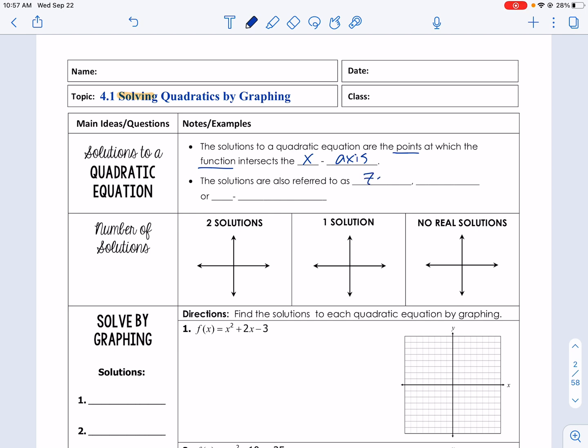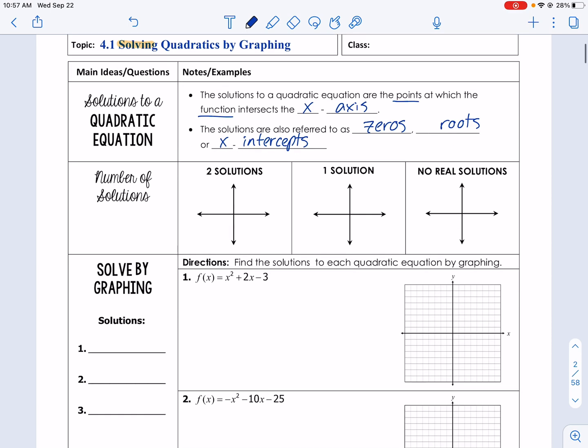We can call them the zeros, the roots, or the x-intercepts. And if I'm going too fast, you can pause the video whenever you need to catch up.